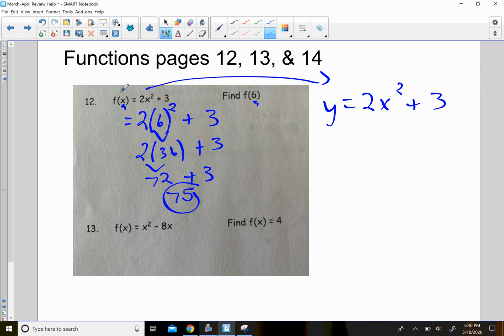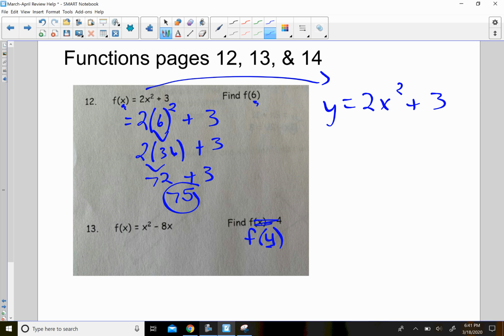So 13, I think there was a typo on 13 here. So we're going to take this function, f of x equals x squared minus 8x, and we're going to rewrite this. Instead of saying this whole thing, f of x equals 4, we're going to say find f of 4. So it's kind of the same deal as what we just did there.